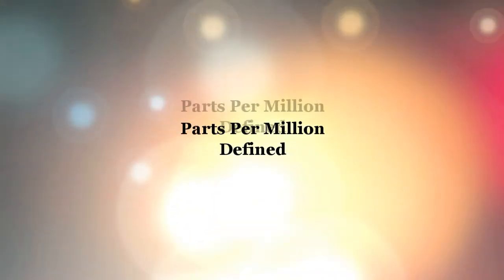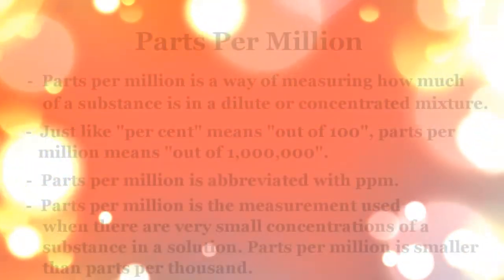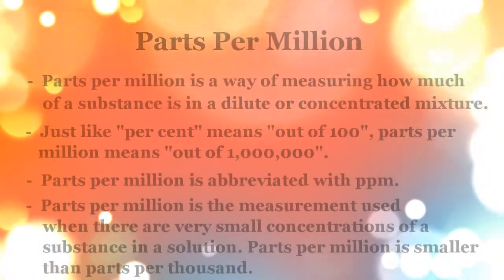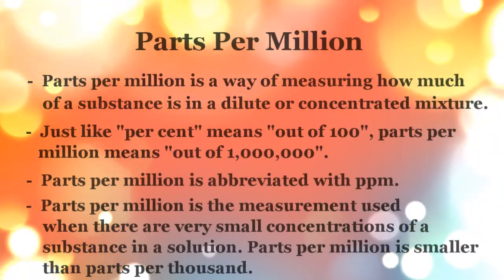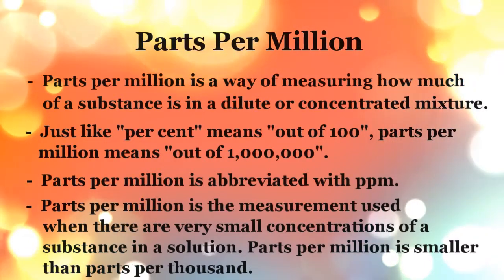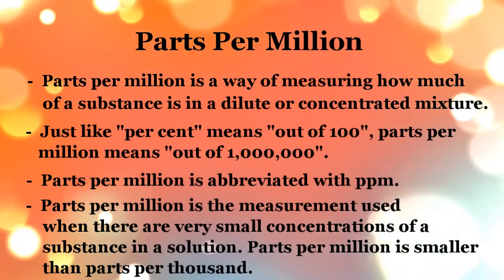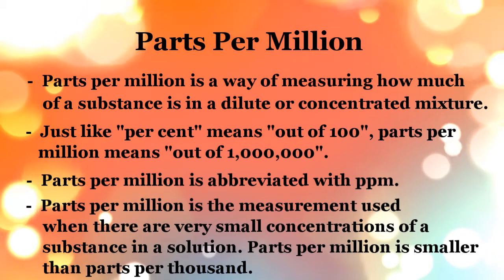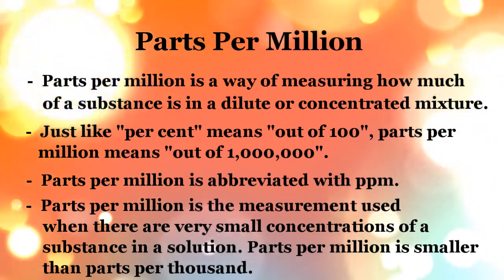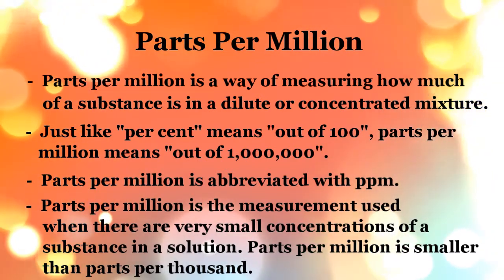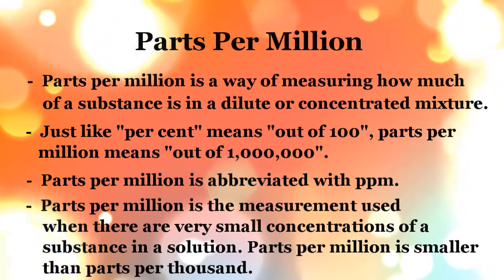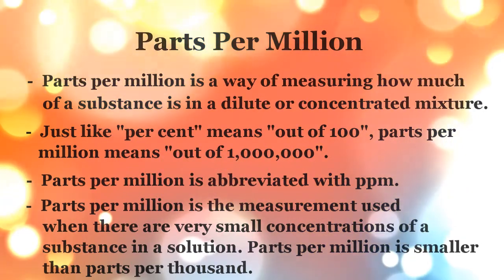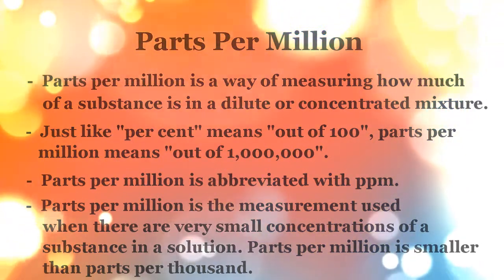Parts per million defined. Parts per million is a way of measuring how much of a substance is in a dilute or concentrated mixture. Just like percent means out of 100, parts per million means out of 1 million. Parts per million is abbreviated with PPM. Parts per million is the measurement used when there are very small concentrations of a substance in a solution. Parts per million is smaller than parts per thousand.